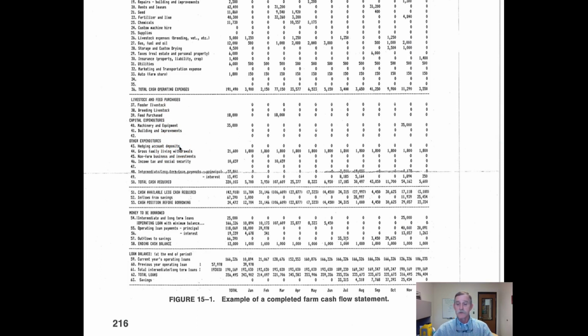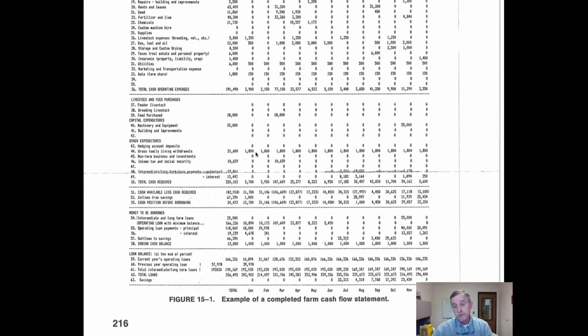That's just something we use in some of our marketing. And some of you are familiar with it, some may not be, but we may have to put some money in there or withdraw some money from it. Cash family living withdrawals right here. Okay.